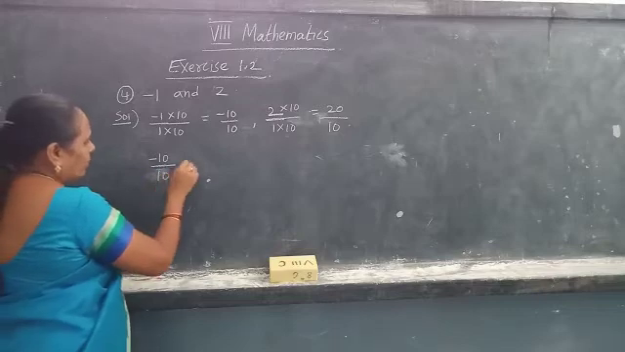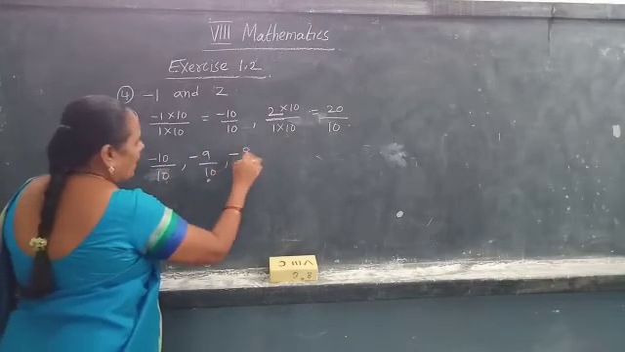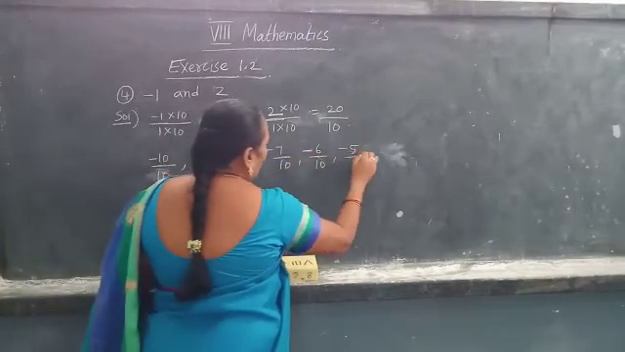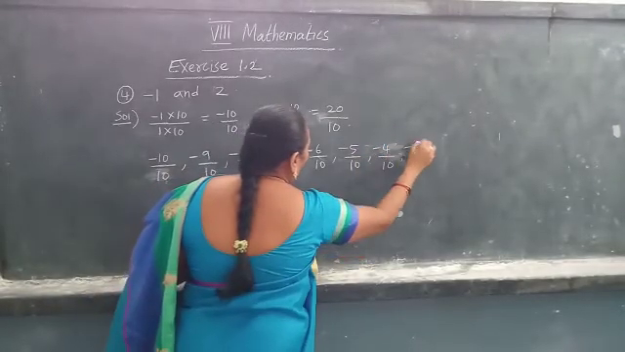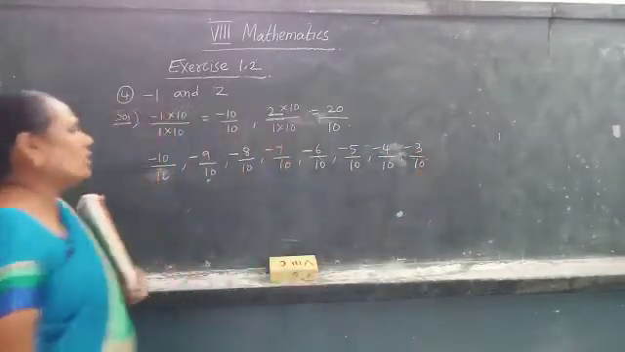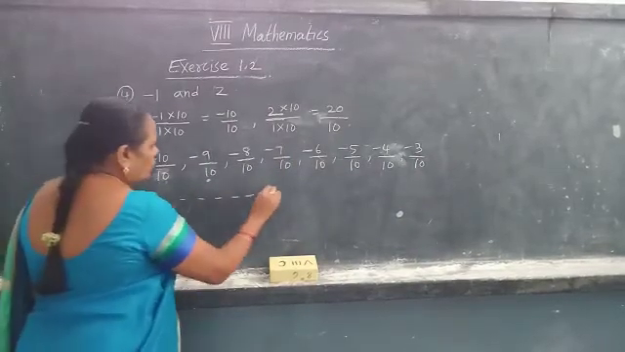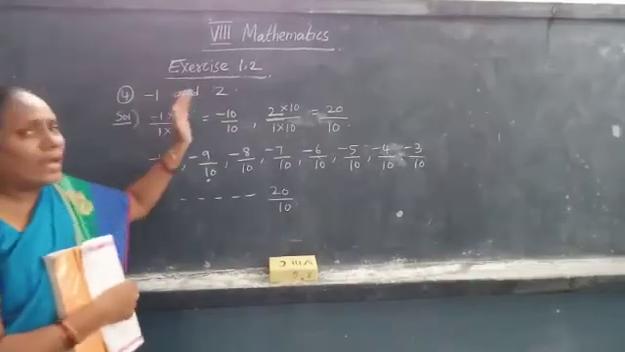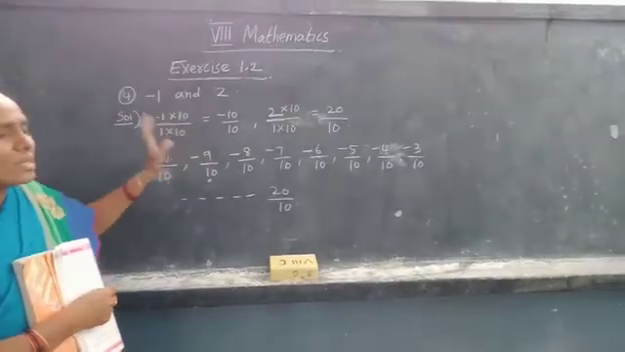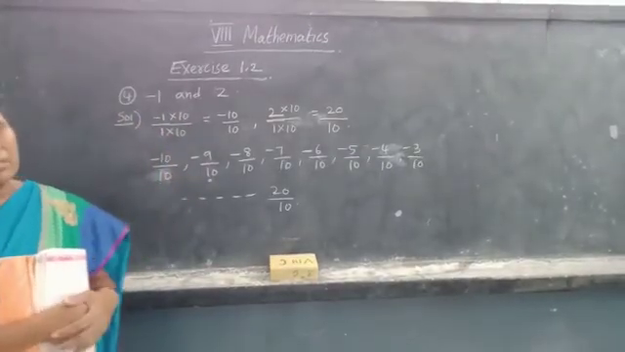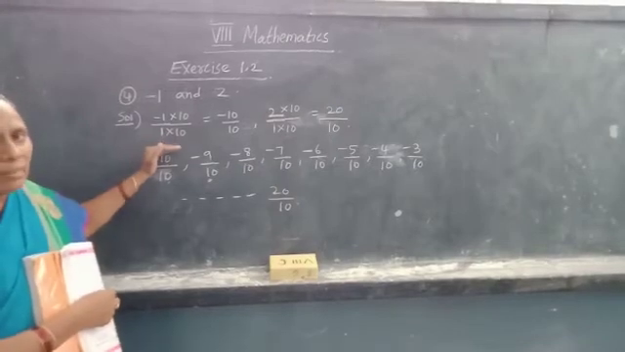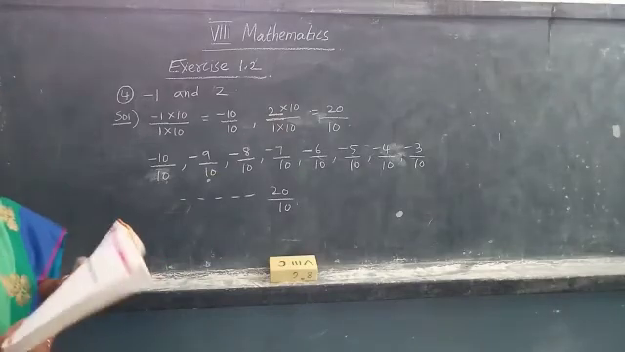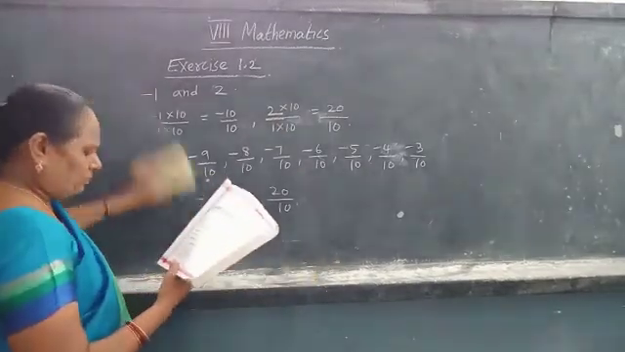-10 by 10, -9 by 10, -8 by 10, -7 by 10, -6 by 10, -5 by 10, -4 by 10, -3 by 10 and so on till 20 by 10. So you will get many rational numbers between -1 and 2. Actually the rational numbers between -1 and 2 are only 0 and 1. But you make the denominator the same and you can insert as many rational numbers as you want between the given 2 rational numbers.